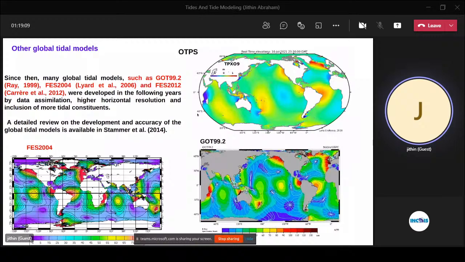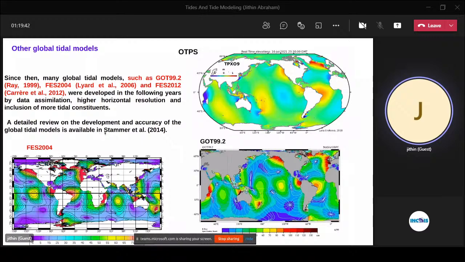So this is the map from the GOT model, and this is the map from the FES model. Both models give almost the same pattern. Most of the patterns will be the same, and the accuracy also matches. Now the open ocean tides can be predicted with an accuracy of about 1 to 2 centimeters, and in the near coastal areas the accuracy will be lesser.